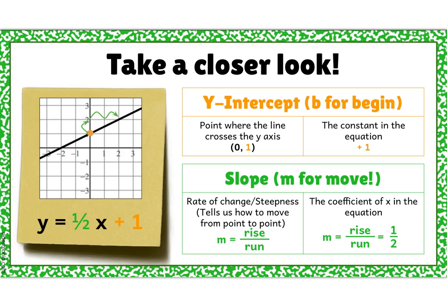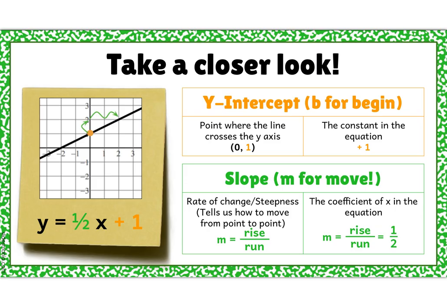Taking a closer look at what everything means, we have our y-intercept in our equation. So that is the b portion. That is the number that is the constant in the equation, meaning a number without a variable. So in this example, the constant is the number 1. So that is the y-intercept. That means that the line is going to cross the y-axis at the point 0, 1. So I'm going to plot that point first.